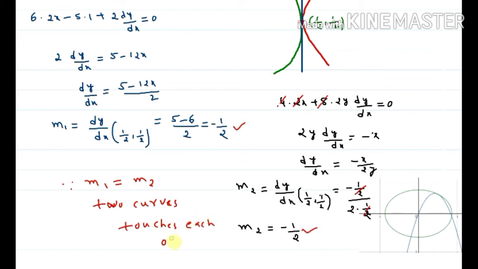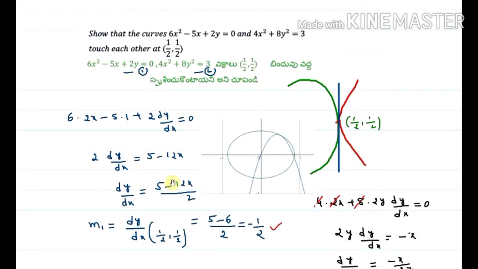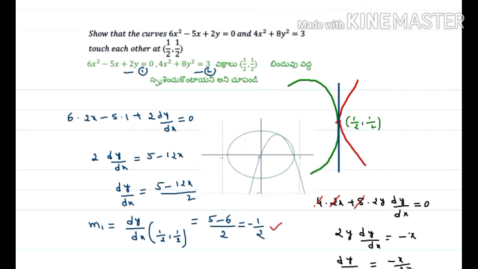Simple problem. Since the point is given, we are able to calculate the problem easily. Now this is the diagram. Two curves are given there. One is a parabola, another one is an ellipse. At this particular point, they are touching each other. The two curves are touching at this particular point.